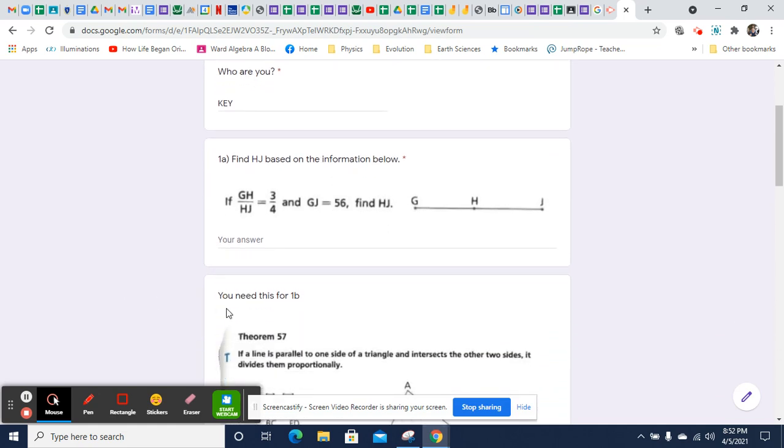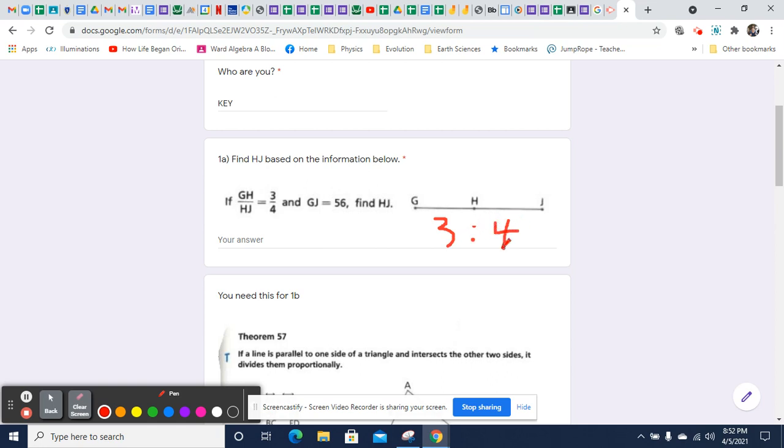And we have two questions to deal with here. We want to find what HJ is based on the information below. Well, this is HJ, and we've been told that GH is to HJ as 3 is to 4. So there's a 3 to 4 relationship here, so I'm going to go ahead and mark that down. This is a 3 to 4 relationship.